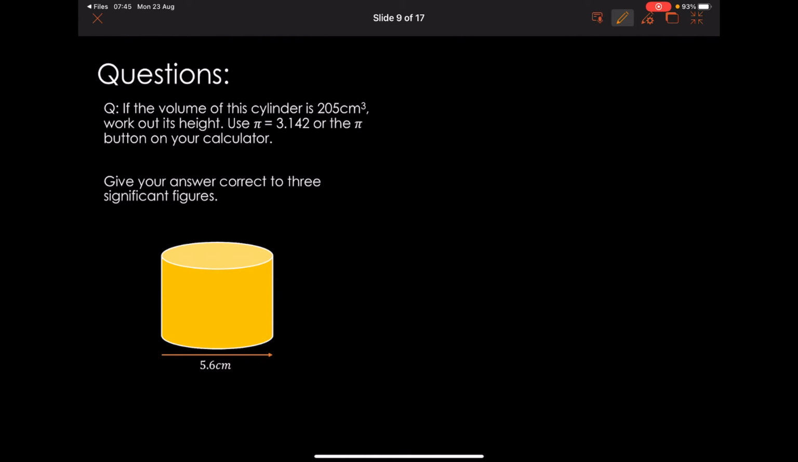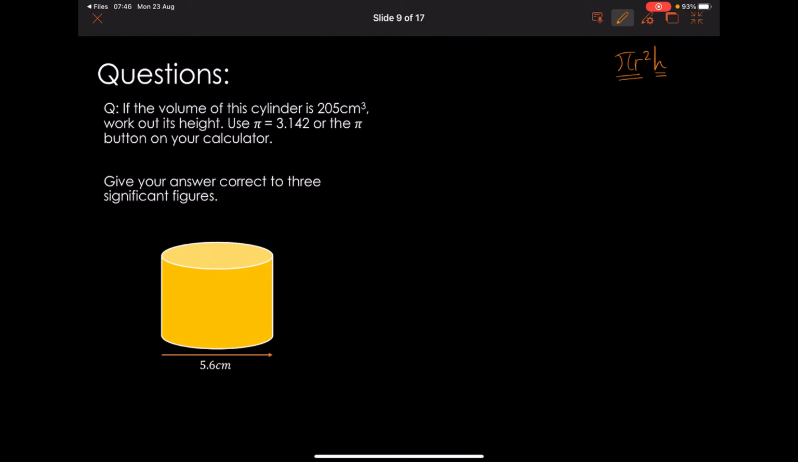Right, here is a question about volume of a cylinder now. So remember, the volume of our cylinder is pi r squared h. So it's basically the area of the circle times by the height. But this question says, if the volume of this cylinder is 205 centimetres cubed, work out its height. Use 3.142 as pi, or the pi button on your calculator. Give your answer correct to 3 significant figures. Okay, if you feel like you want to have a go at that, then pause the video and have a go, and then press play and I'll go through the answers.